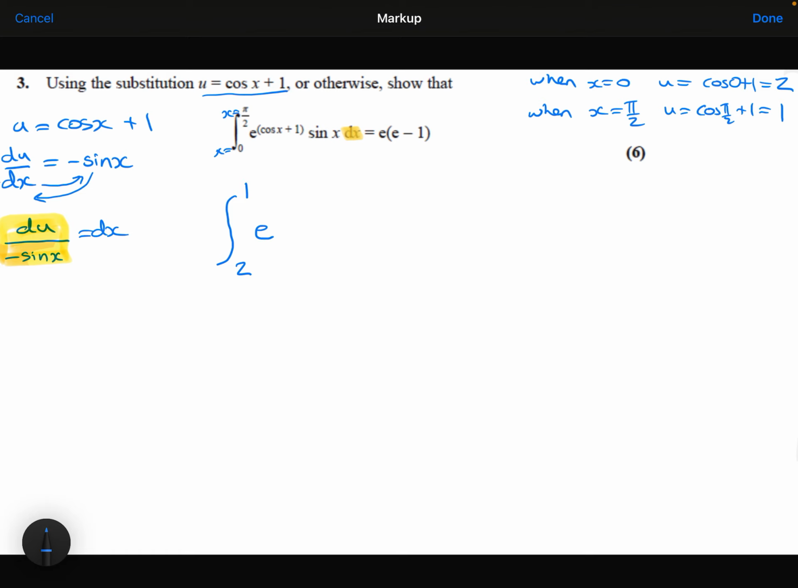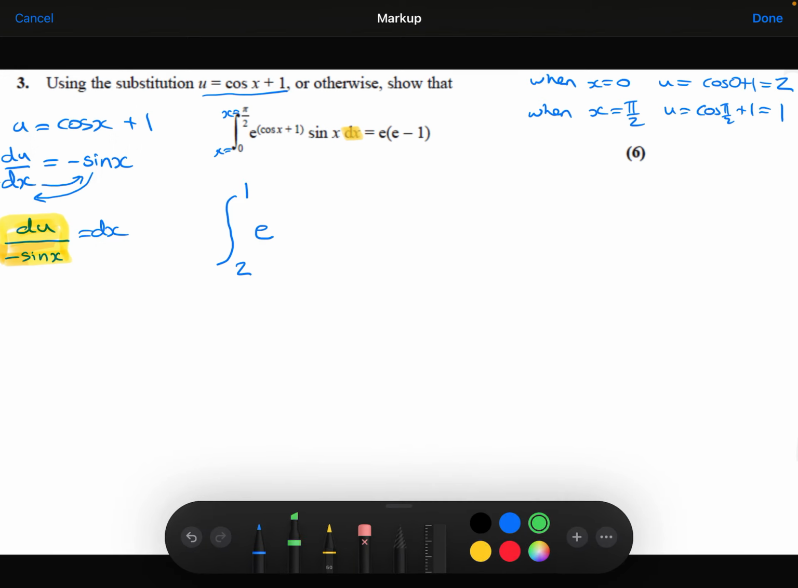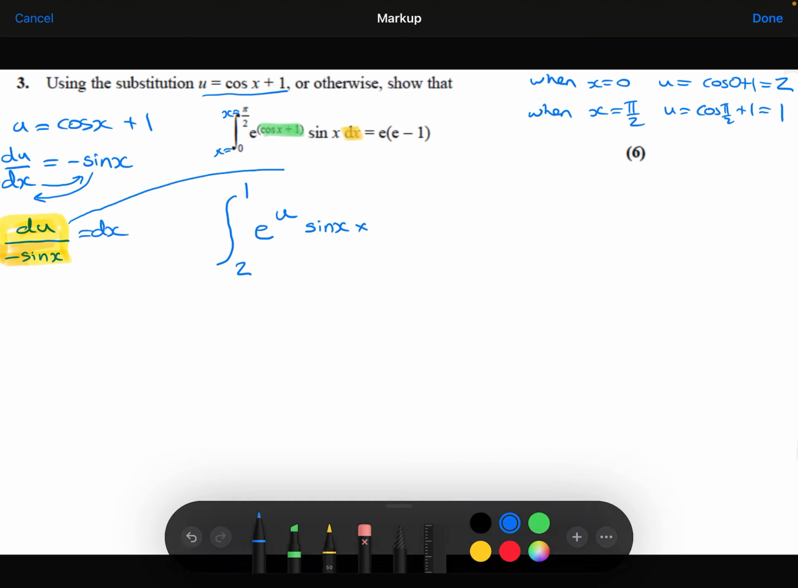Now we've got an e to the power. Now the power, the cos x plus 1, in the u world is just u. We know that u is equal to cos x plus 1. So I'm just going to get e to the power u. We've then got the sin x. I'm just going to write that down here because in a minute you're going to see that we're going to get some cancellation when I substitute the dx in.